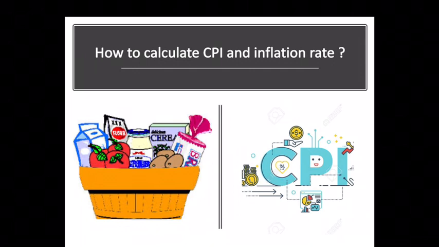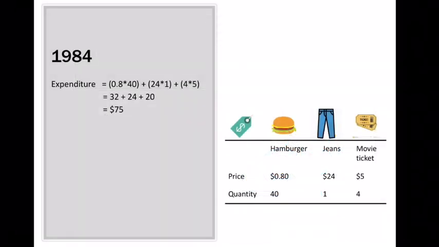Firstly, we need to know how much of each good and how many were purchased each year. For the example, we consider 1984. From the table, you will see that the price of a hamburger is $0.8, $24 for jeans, and $5 for movie tickets. And the quantity is 40 for hamburgers, 1 for jeans, and 4 for movie tickets.